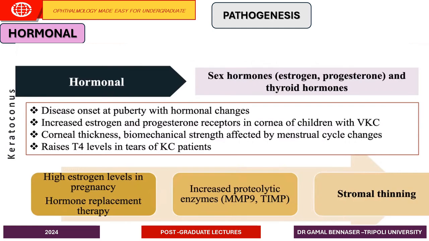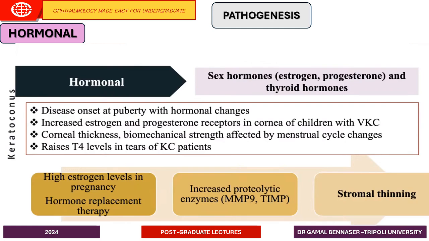The reason for that is they noted the association of puberty with the occurrence of keratoconus, and the association of puberty with these hormones. Also, increased estrogen and progesterone receptors have been seen in the cornea of a patient with vernal keratoconjunctivitis. And also the corneal thickness and the biomechanical strength are affected by the menstrual cycle. There are some studies done on the changes of the cornea during the menstrual cycle, and they found significant change. And also the association of a raised T4 level in the tears of patients with keratoconjunctivitis.